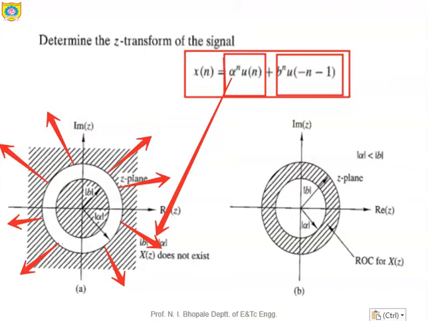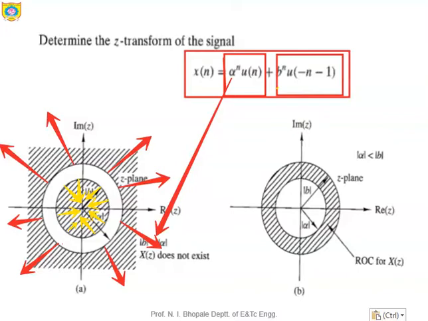Now the next part. If b is smaller than alpha, then what is the case? The circle with radius b is taken here, and the same circle is plotted over here. This time, since it is the left sided sequence, the ROC will be inside the circle of radius b. That is why this ROC is concentrated inside the circle with radius b. Once this is done, a ring is obtained, but this ring is not the ROC which we expect.